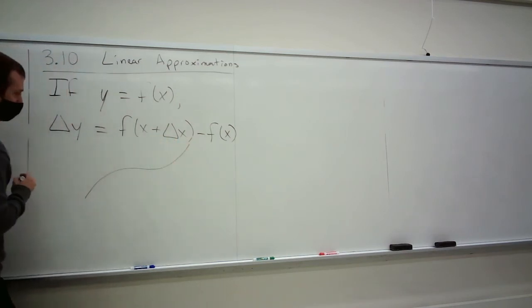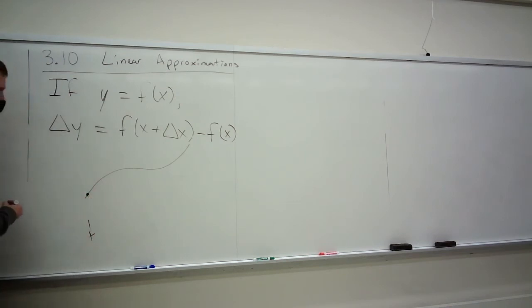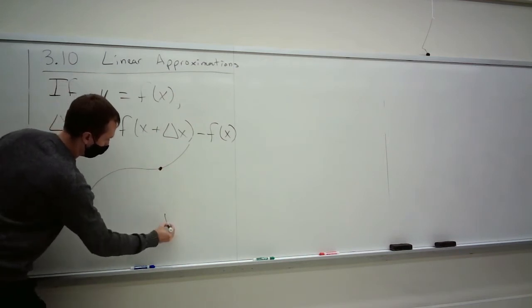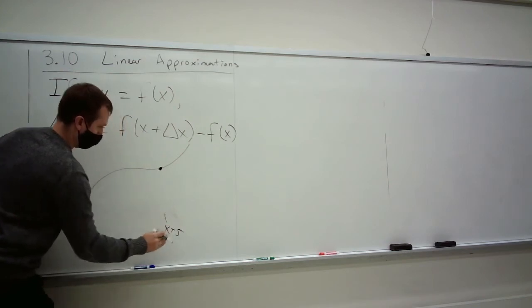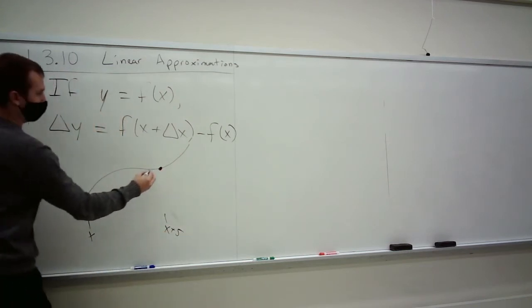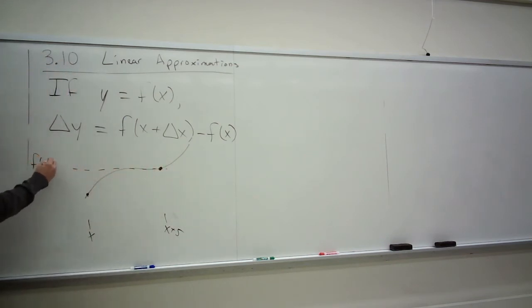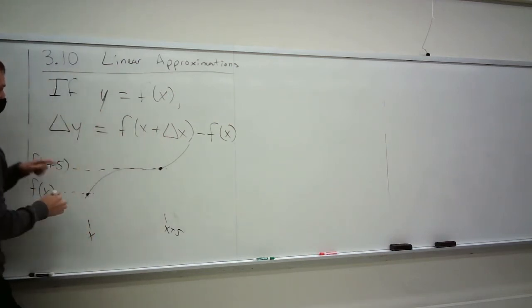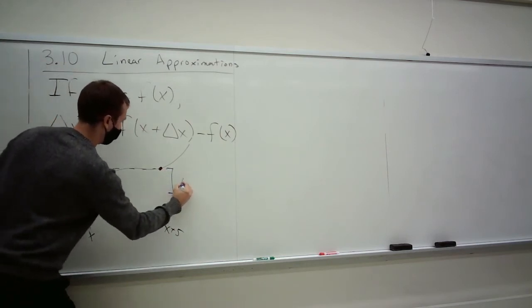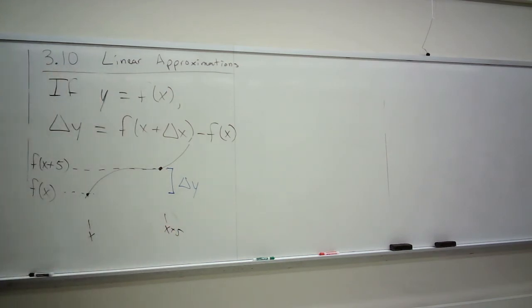Graphically, if this is my function and I want to plug in x here, and let's say I add 5 to x, this is my new function value up here. So this height is f of x plus 5, and this height here is just f at x. And this difference here, delta y, is that height change. It gives you a geometric picture for what's going on when we're taking differences with functions.